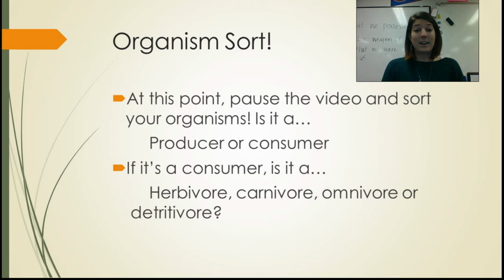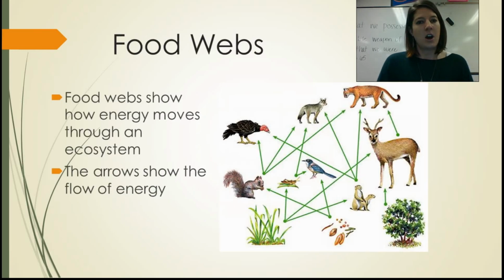All right. Hi, welcome back. Hopefully you found that easy. All you need to do is read what that animal consumes, if it's a consumer, to determine whether it's an herbivore, carnivore, omnivore, or detritivore, and if it's a plant, it's a producer. Pretty simple stuff. All right, now we're going to talk about food webs.